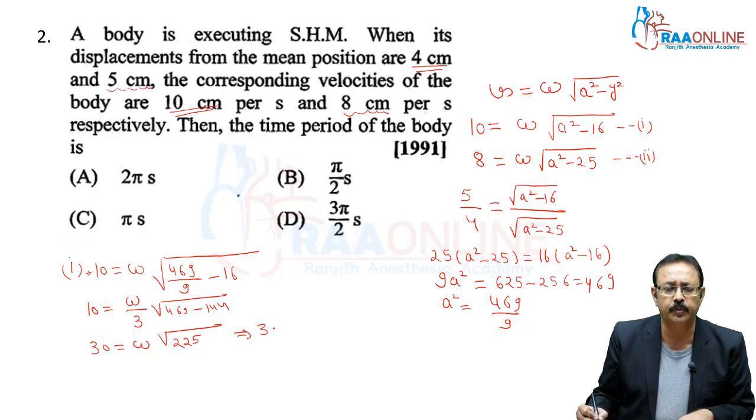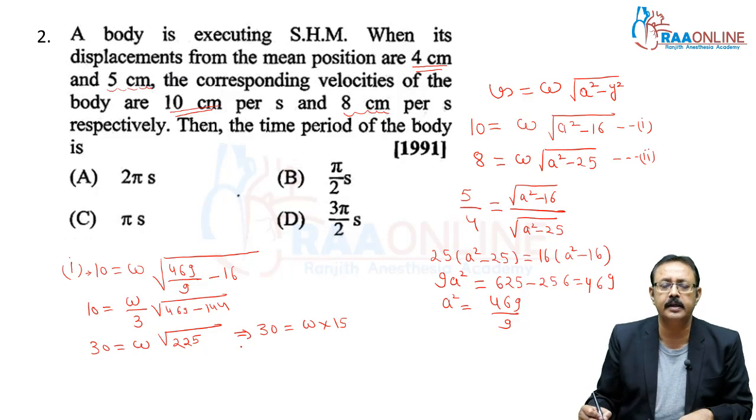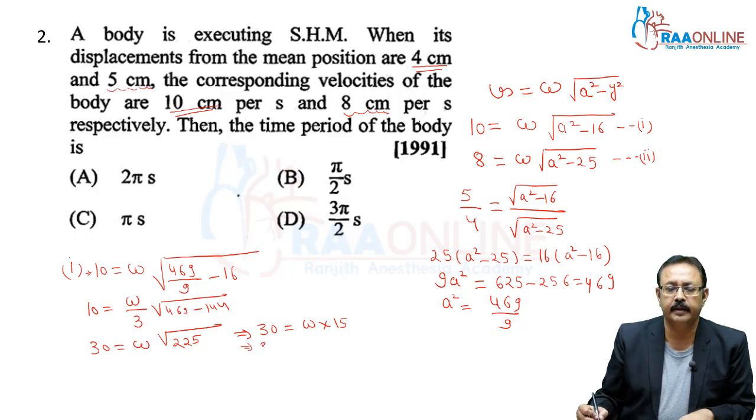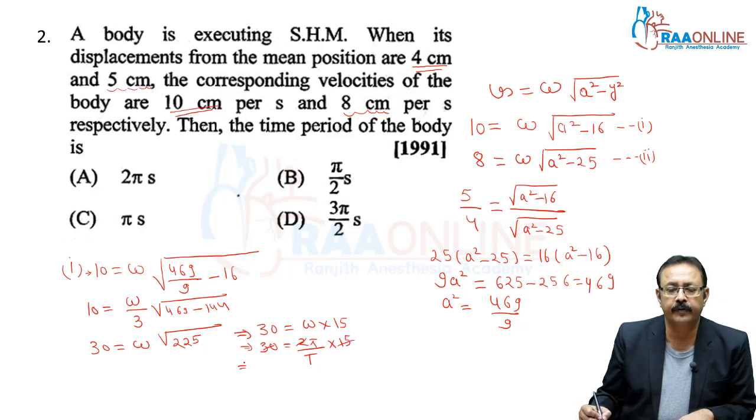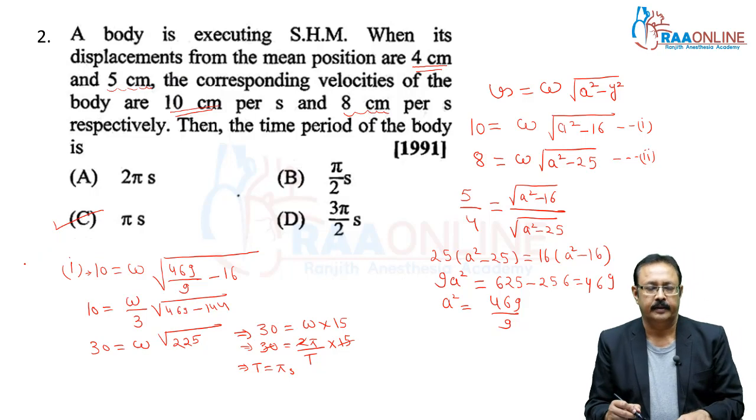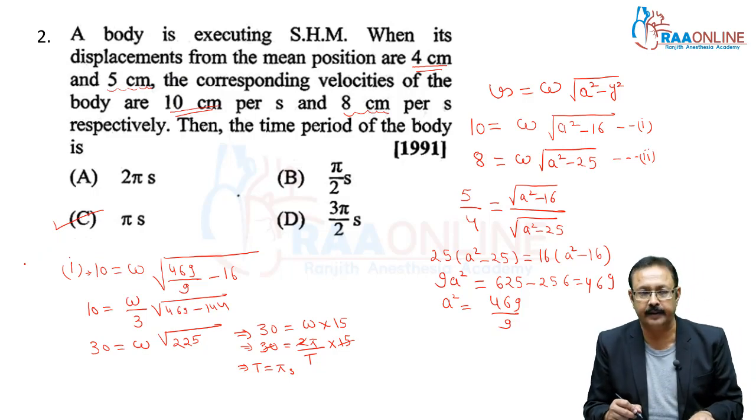So what we are getting, 30 equals omega into 15, but omega is 2 pi by T. Cancel 30 with 30, 15 2s are 30. So we get T equals pi second. So we are going with option C. So option C was correct.